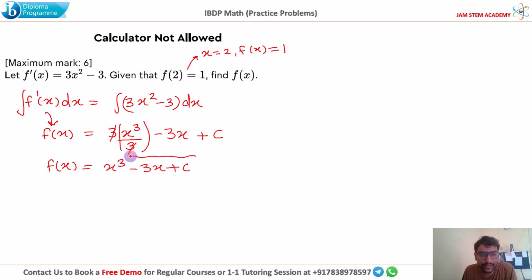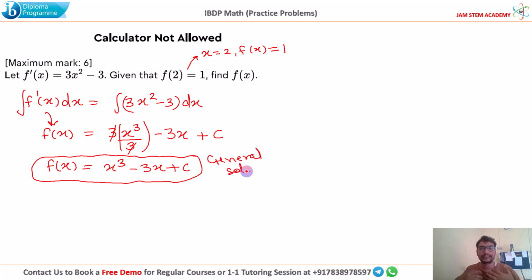This is not the final answer. This is just a solution called the general solution. Why is this the general solution? Because there is an arbitrary constant c value. One unknown parameter is there. Because of this, it is a general solution.